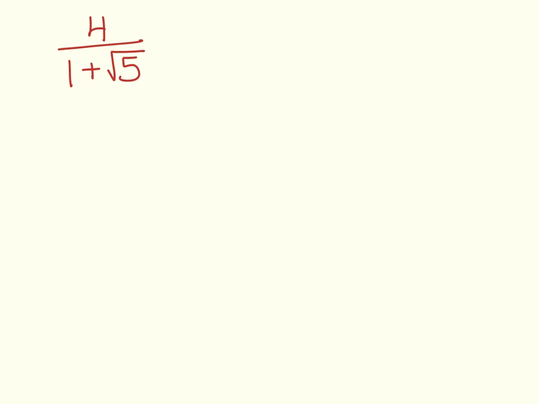Like we talked about in the previous video, we cannot have radicals in the bottom. But this time I have a radical and another number. So the only way to get rid of the radical is to multiply by what's called the conjugate. The conjugate means I'm going to change that sign. So I multiply by 1 minus rad 5. What I do to the bottom, I must do to the top.